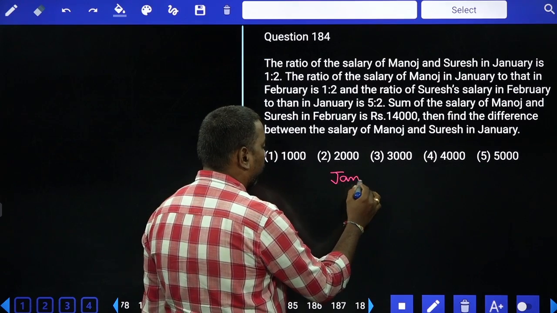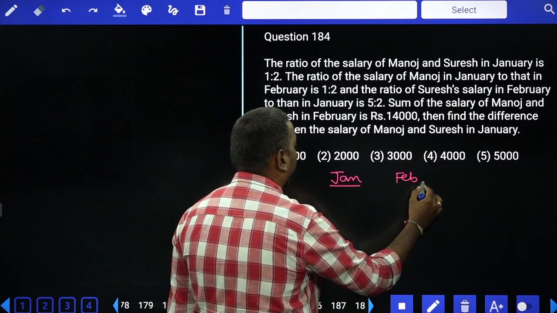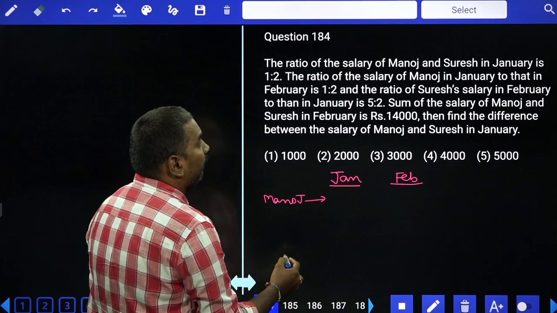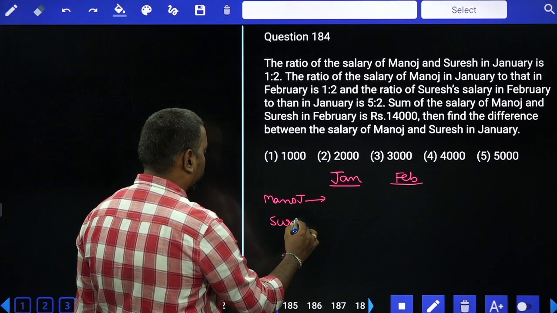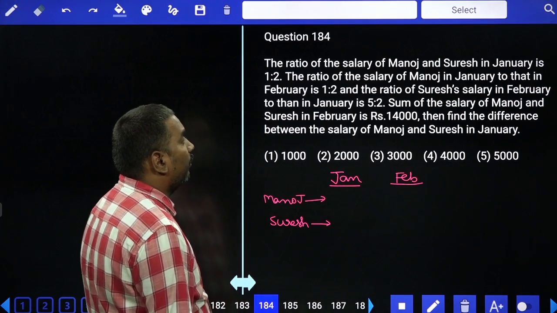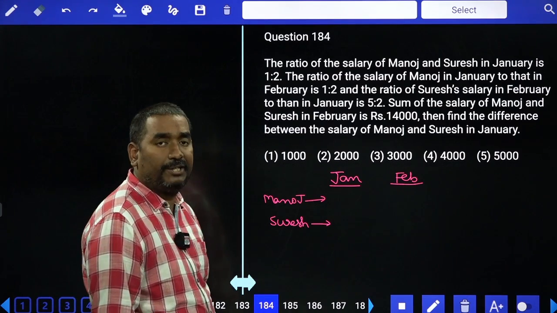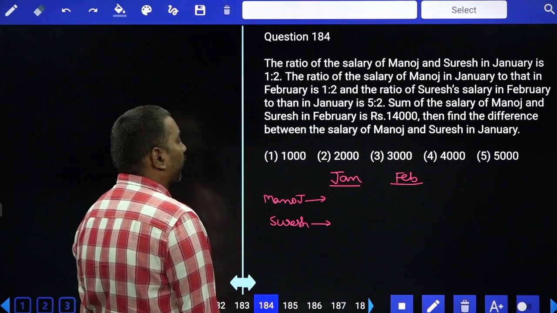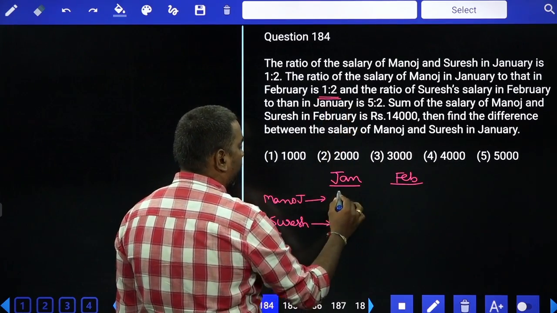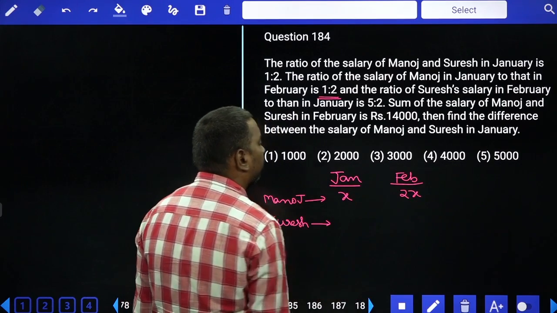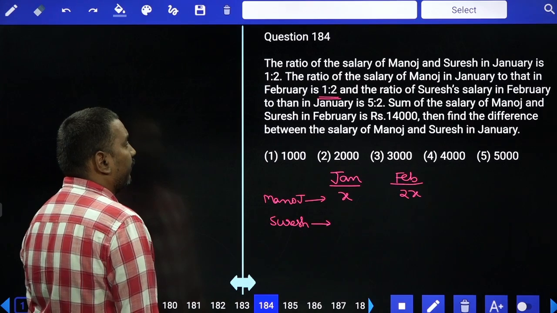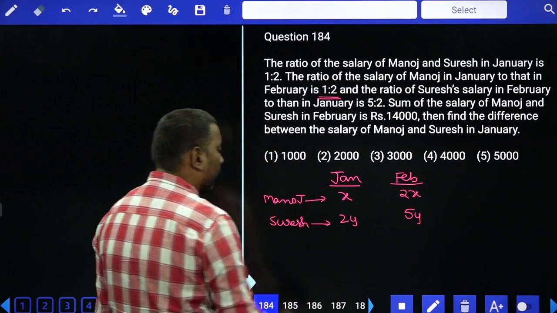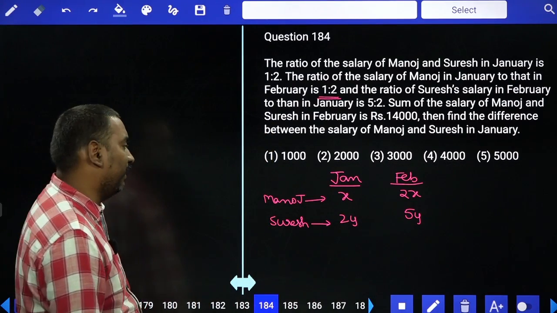Jan, Feb, Manoj, and then Suresh. Salary of Manoj and Suresh in January is 1:2. Keep it aside. Later we can use that statement. Salary of Manoj in January and February is 1:2, so January X means February 2X. And the salary of Suresh in February and January is 5:2, so 5Y, 2Y. These are the salaries of Suresh in February and January.